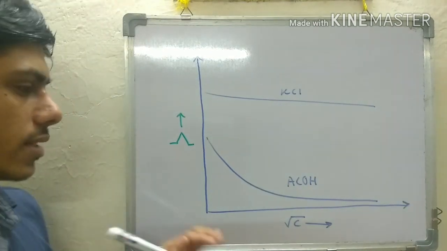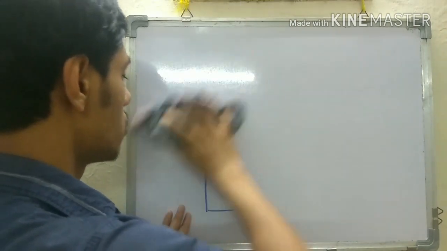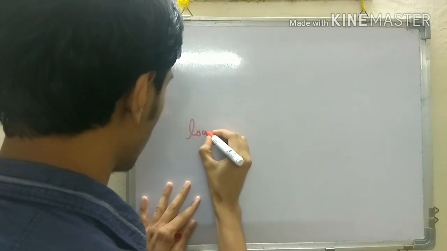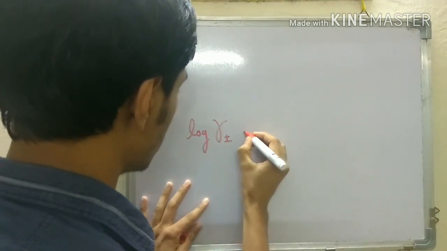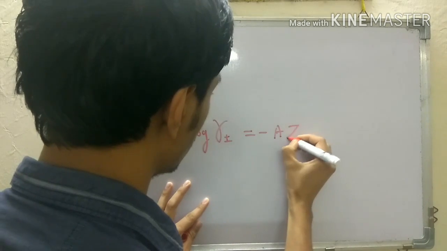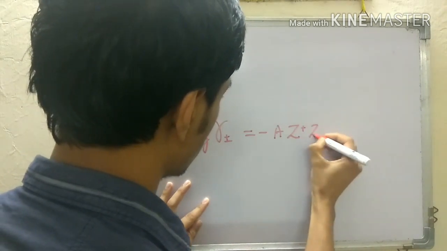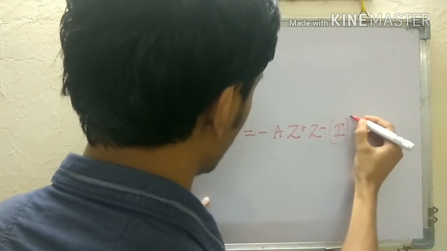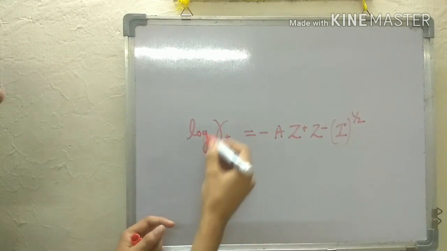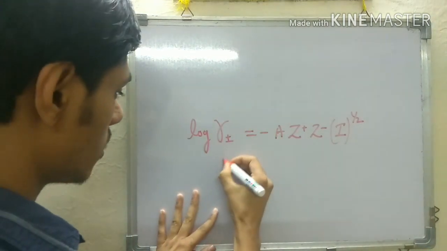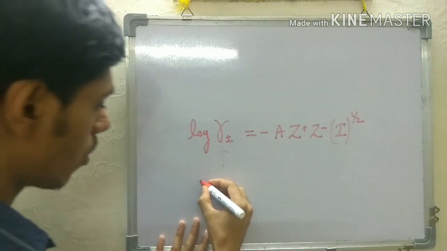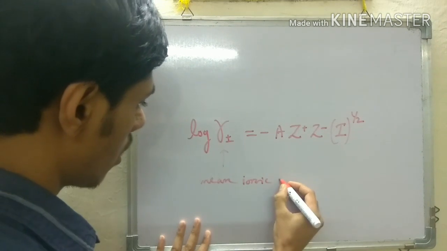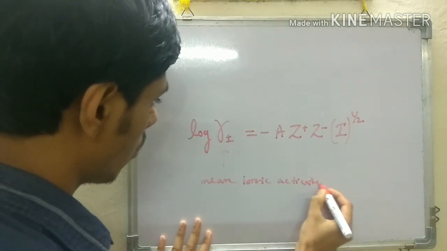Okay, so what is the Debye-Huckel limiting law? The equation is given by log gamma plus-minus is equal to minus A into z plus z minus into I to the power half. Now you have to be familiar with these few terms. What is gamma plus-minus? This gamma plus-minus is called the mean ionic activity coefficient.